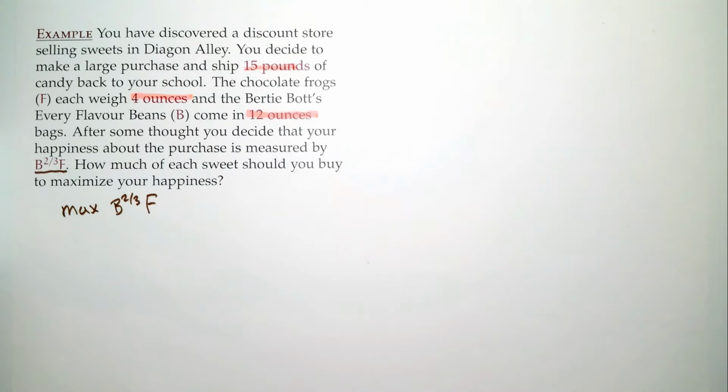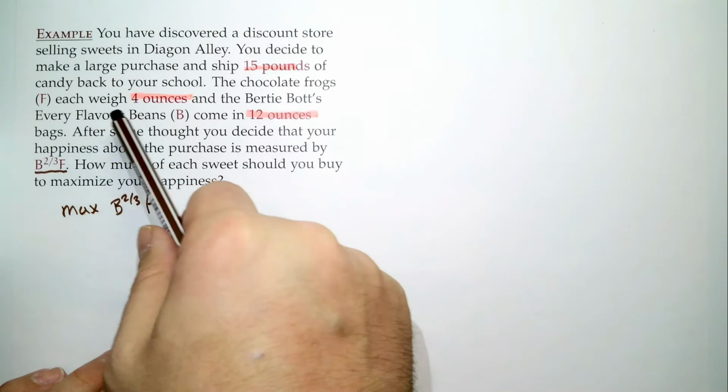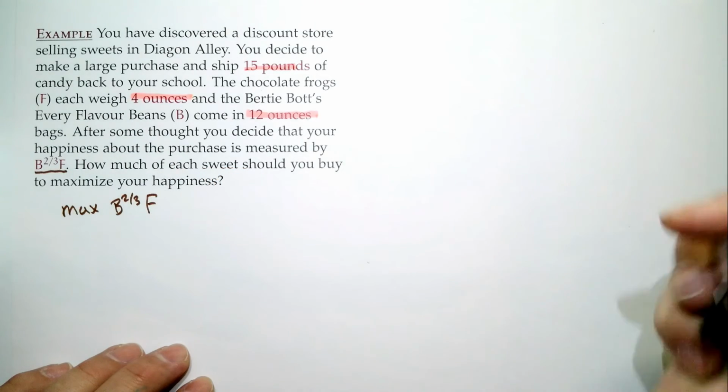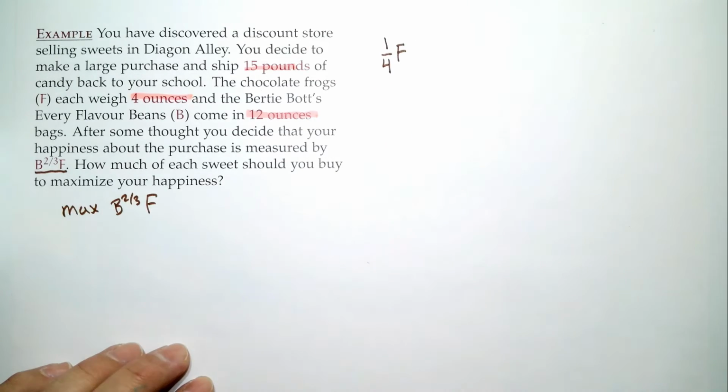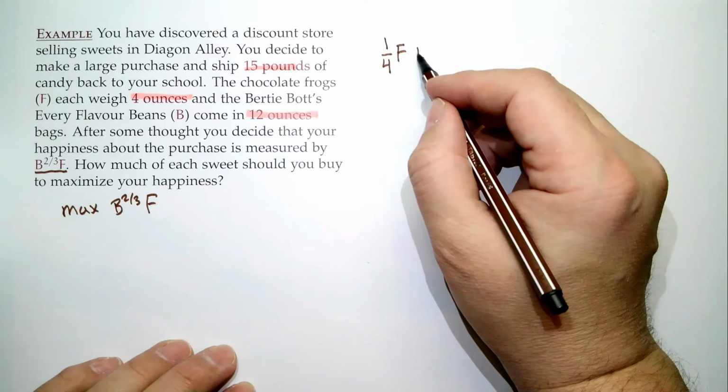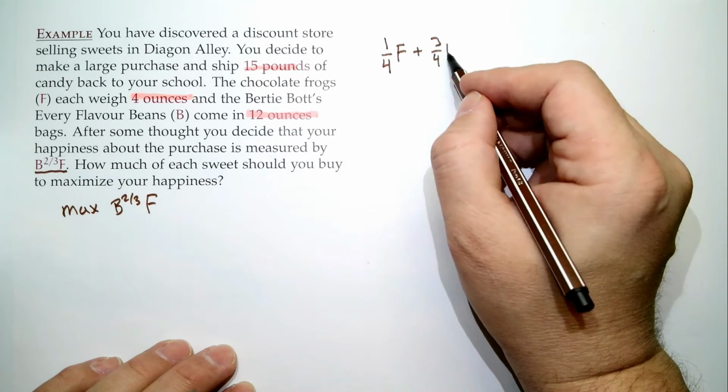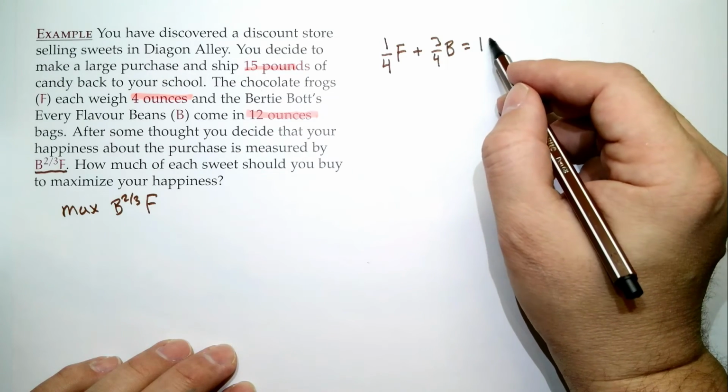Okay. So let's think about what's true. Now, we have to think about 15 pounds and ounces. This needs to know a little bit about how ounces and pounds relate. How many ounces are in 1 pound? 16. So, okay, that's good to know. So, for every frog, I'm using up 1/4 of a pound. So the total weight of the frogs is 1/4 F. So I'm measuring my total weight in pounds. The total weight of the beans, well, how much would that be? 3/4 times the beans, and that would give me my 15 pounds.